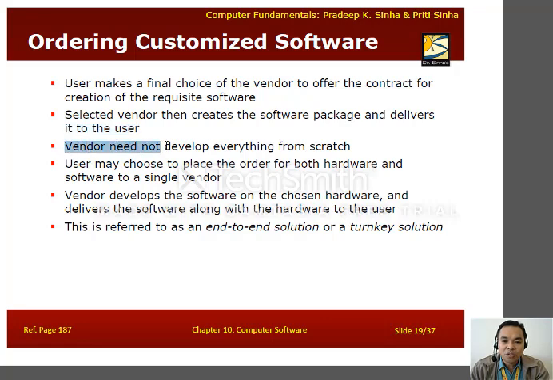The vendor need not develop everything from scratch, but the user may choose to place the order for both hardware and software with a single vendor. Then the vendor develops the software on the chosen hardware and delivers the software along with the hardware to the user. This process is what we call an end-to-end solution, or a turnkey solution.